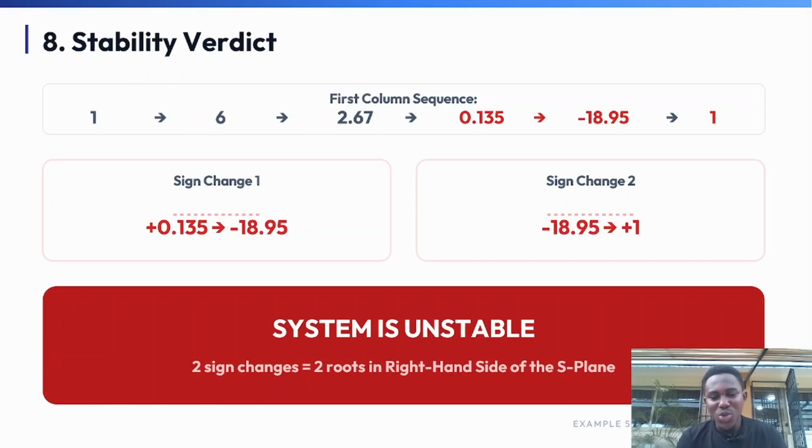Since we observe two distinct sign changes, we know this system has two unstable roots, pulling it away from balance. Therefore, our final verdict is that the system described in example 5.6 is officially unstable.